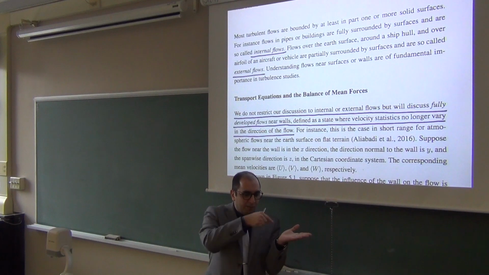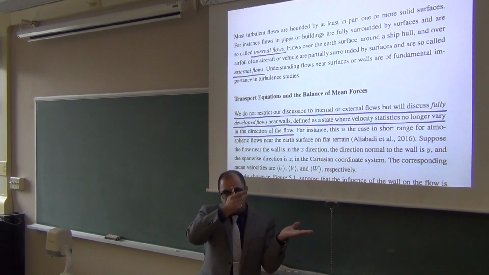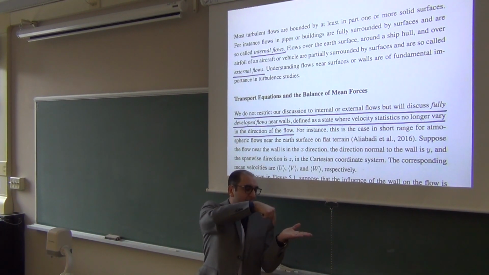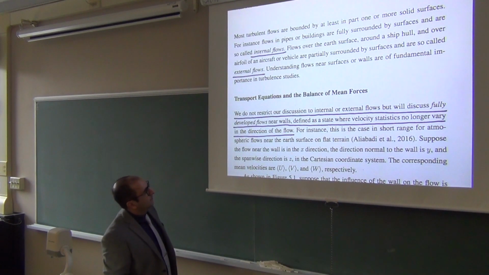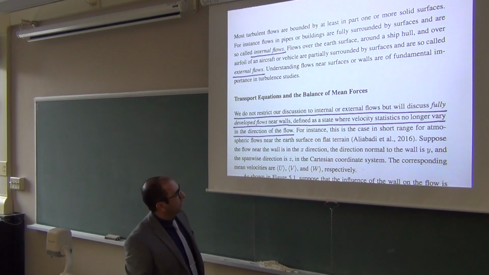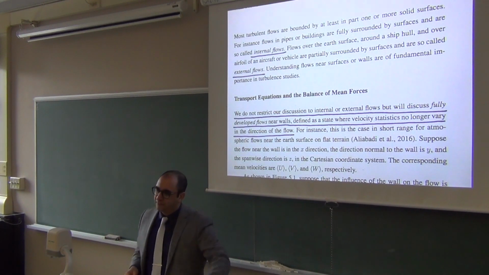That means if you calculate mean velocity, it's going to be the same here, the same here, the same there. If you calculate variance of the u component of velocity, it's going to be the same here, the same here, the same here. Wind close to the Earth's surface can be approximated as a fully developed flow if the terrain is homogeneous in its very long field.